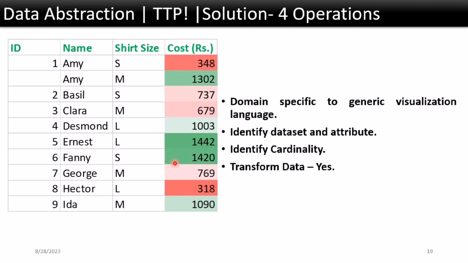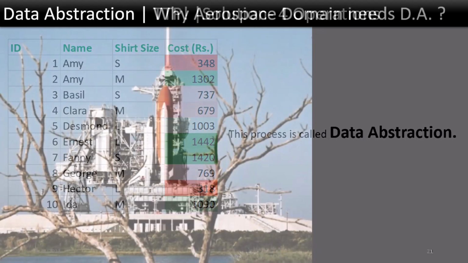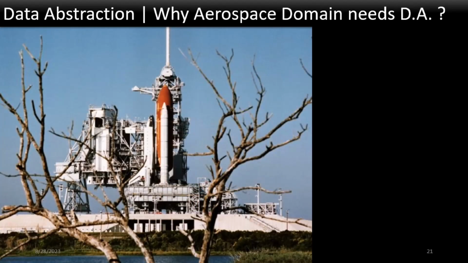As per the requirement of the targeted end users, the data abstraction should be done and the transformation of data has been done. This is what is called data abstraction. Where data is there, data abstraction also happens everywhere.